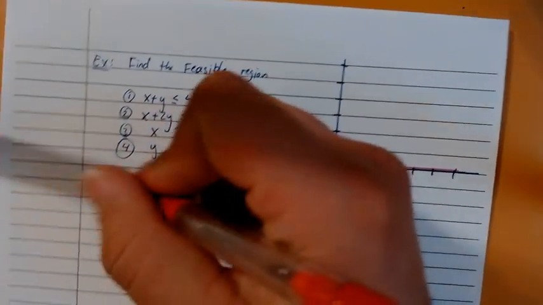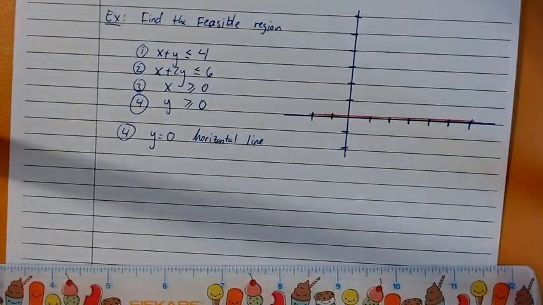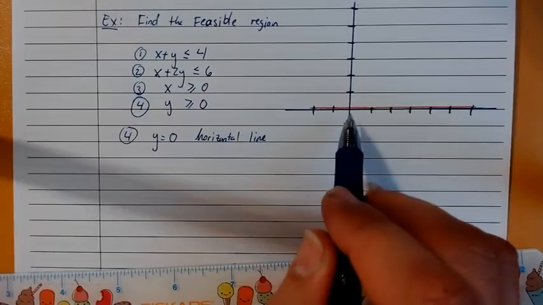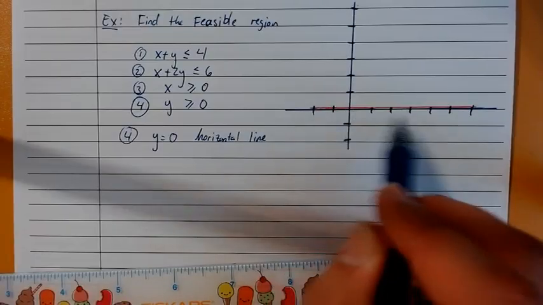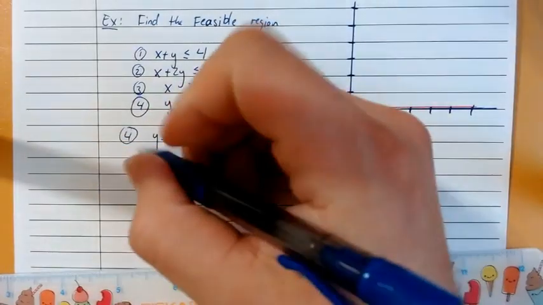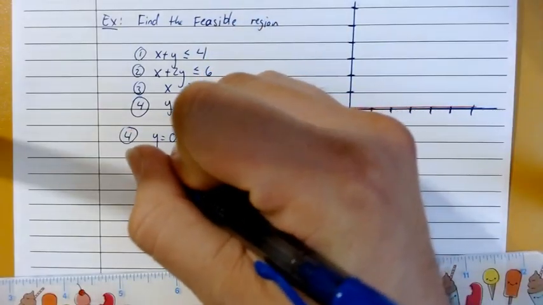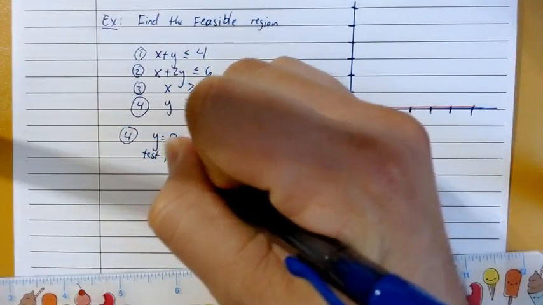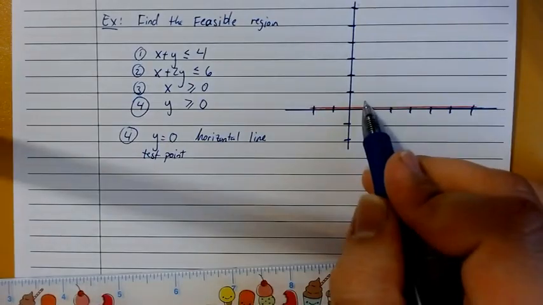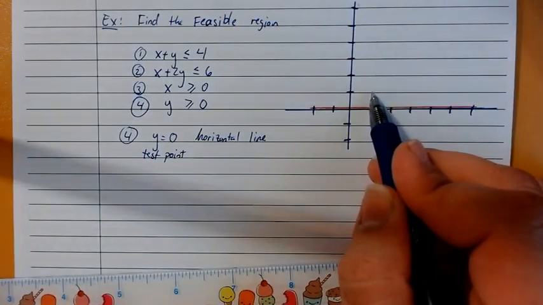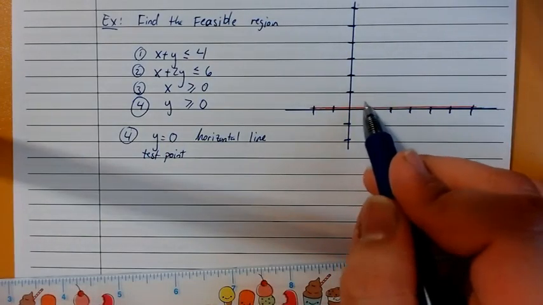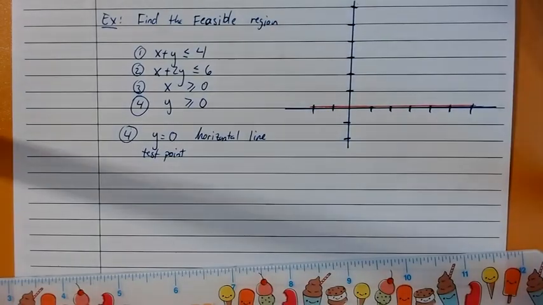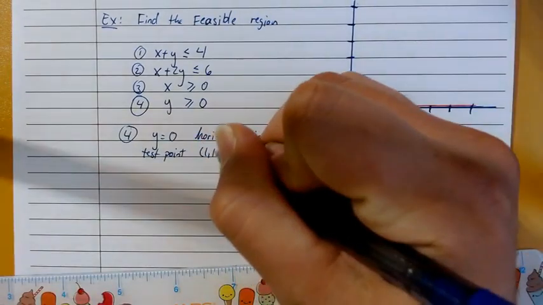Okay, so now I need a test point. Now remember, your test point can be any point that's not on the line. Normally I want to use the origin, but in this case, notice the origin is on the line, so I can't use that. All right, so my test point is going to be some other point, and I'll go ahead and choose 1, 1 as my test point. It can be any point I like, so I'm going to keep things simple using the number 1 instead of the number 0.